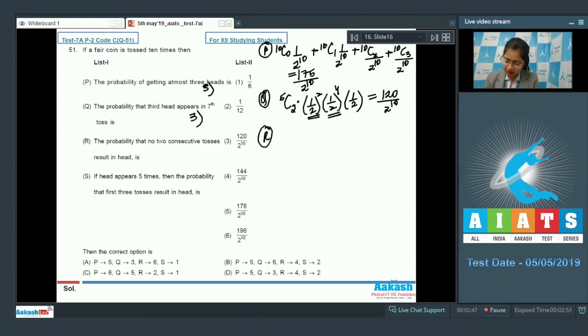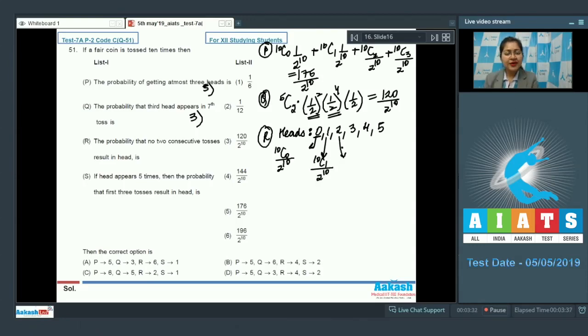Now next is option R, which says the probability that no 2 consecutive tosses result in head, right? Now in this case, how many heads can we have? Either we can have 0 heads, 1 head, 2, 3, 4 or 5 heads. We cannot get more than 5 heads because then it will become consecutive. Now for 0 heads, the probability will be 10C0 divided by 2^10. For 1 head, it can be anywhere, that is 10C1 divided by 2^10.